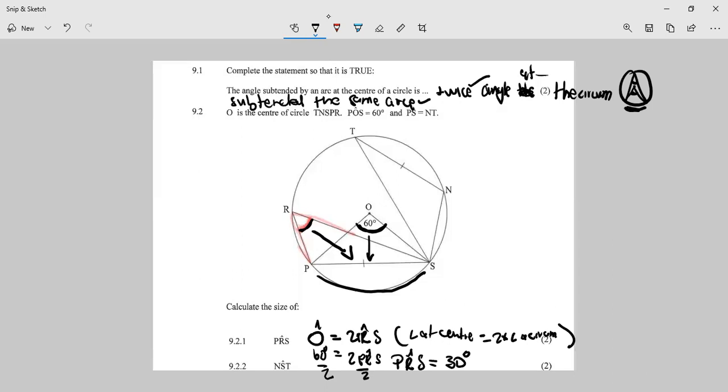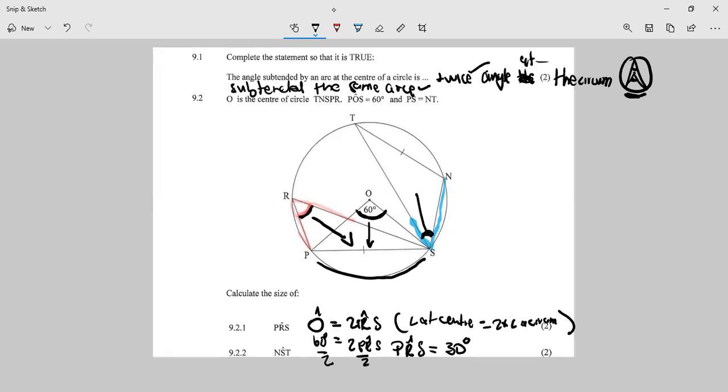With this one, they're asking you about angle NST. So let's try to isolate it again. NST. Okay, so they are talking about this angle over here. Yeah, let's think it through. We have now identified which angle they're looking for. We can see that this angle is subtending chord NT. And what they told us about chord NT is that chord PS is equal to chord NT, as displayed by this thing over there.